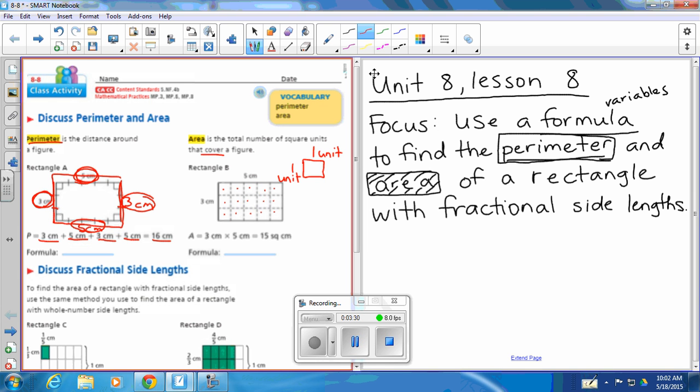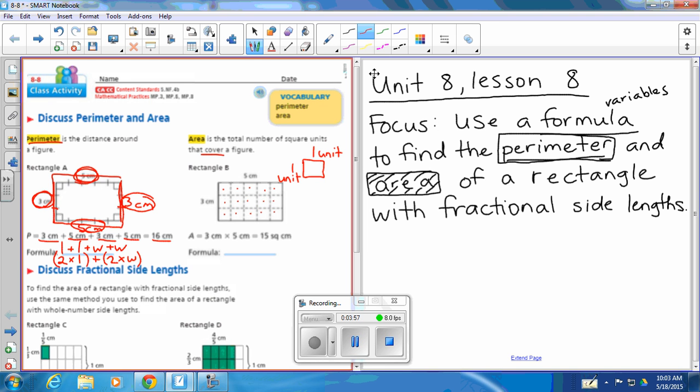So from that, we can get a formula of length plus width plus width, or we can even be a little bit more precise with it and say 2 times the length plus 2 times the width, because the width and the length are just being added twice, so we can also multiply them by 2.